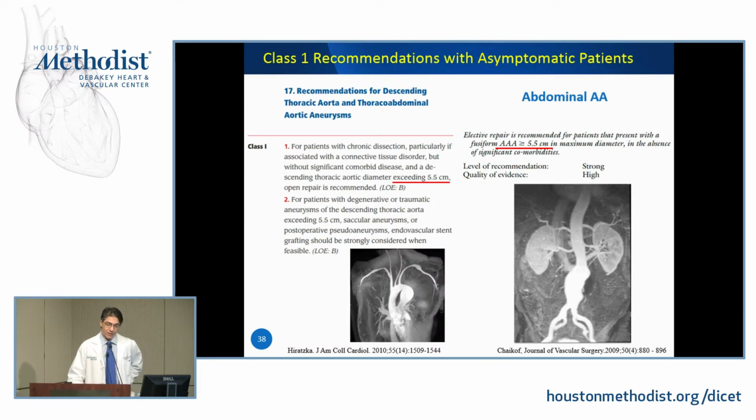What about the abdominal aorta? So it's very easy now. The ascending aorta is 5.5. Abdominal aorta is 5.5. So just remember, the entire aorta, 5.5. As soon as you start hitting those numbers, it would be class 1 indications. As long as they're not symptomatic, it's class 1 indications, 5.5 centimeters, entire aorta.